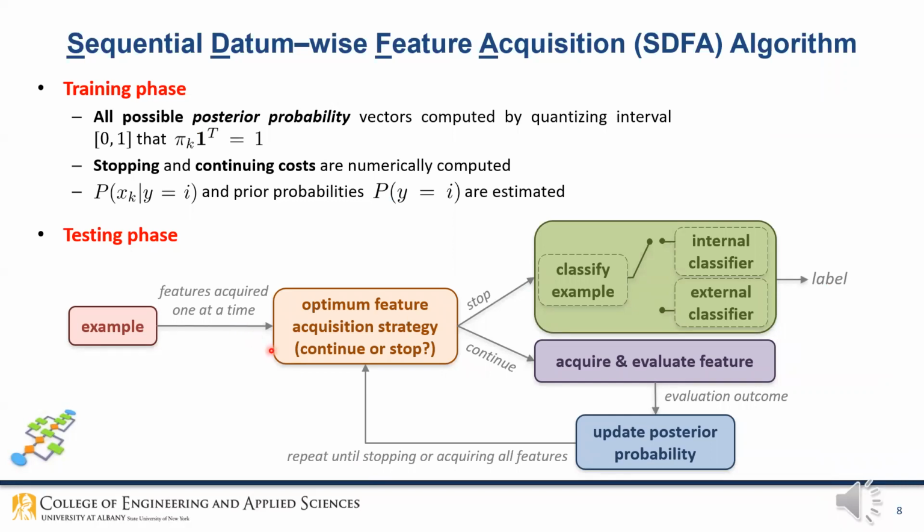If the stopping cost is greater than the continuing cost, the next feature is acquired and the posterior probability is updated. This continues until a subset of features is acquired or no more features are available. If decided to stop the feature acquisition, the current example is assigned a label by the internal or external classifier.